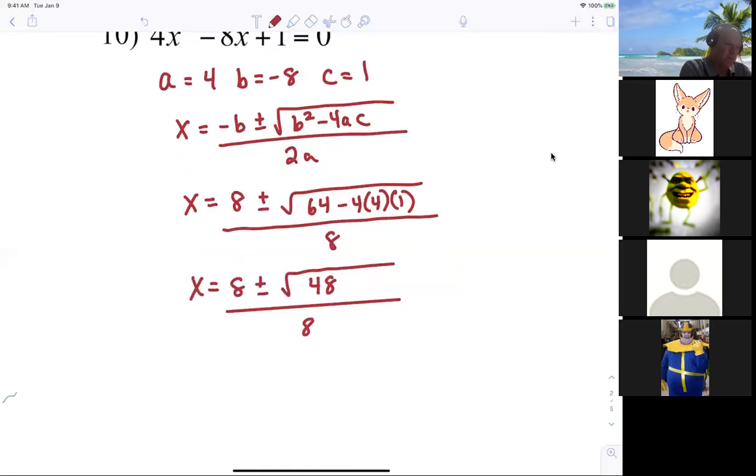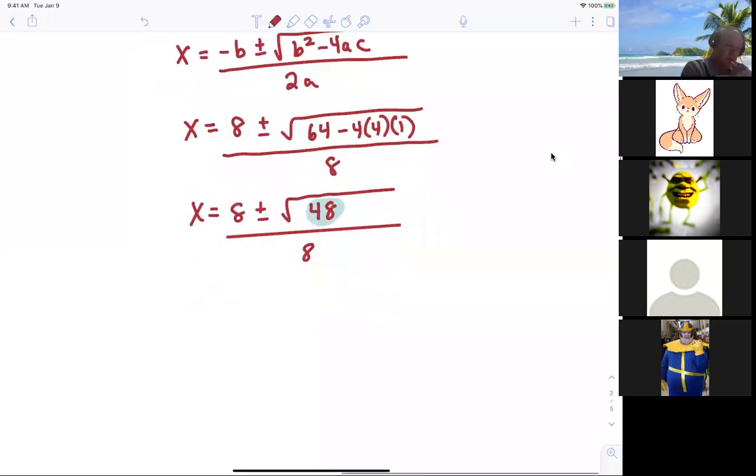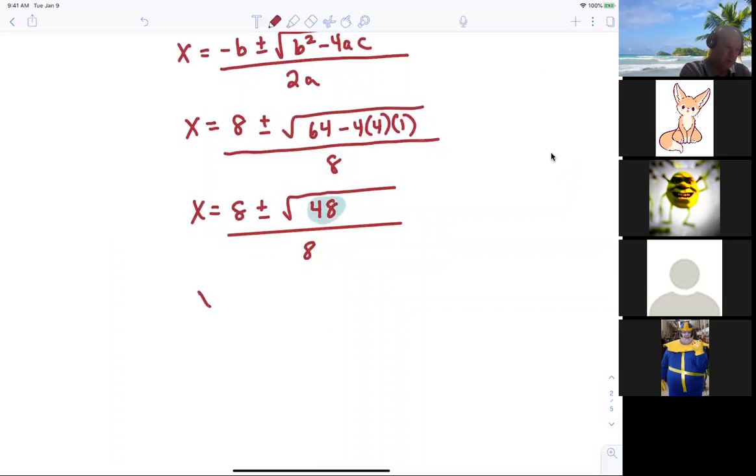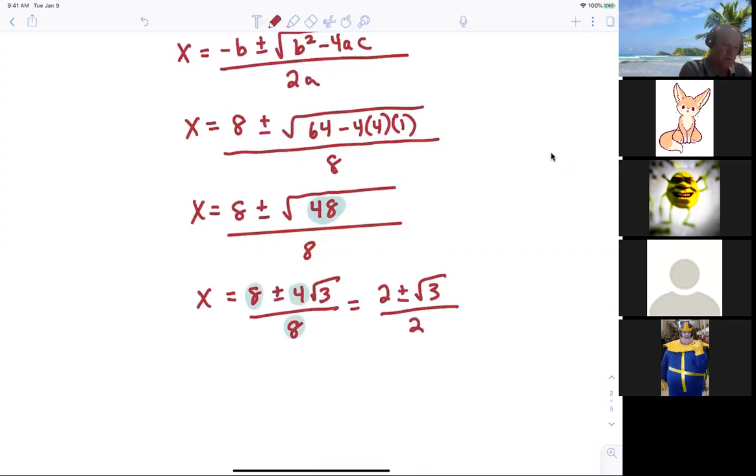Everybody still with me? All right, so now 48. Someone tell me how does 48 break down? 16 and 3. Yay, good job. Thank you very much. So x equals 8 plus or minus 4 radical 3 over 8. And now we say the 8, the 4, and the 8 are divisible by 4. So 2 plus or minus 1 radical 3 over 2. That's another really good problem, guys. All right, anybody have a question with that now?